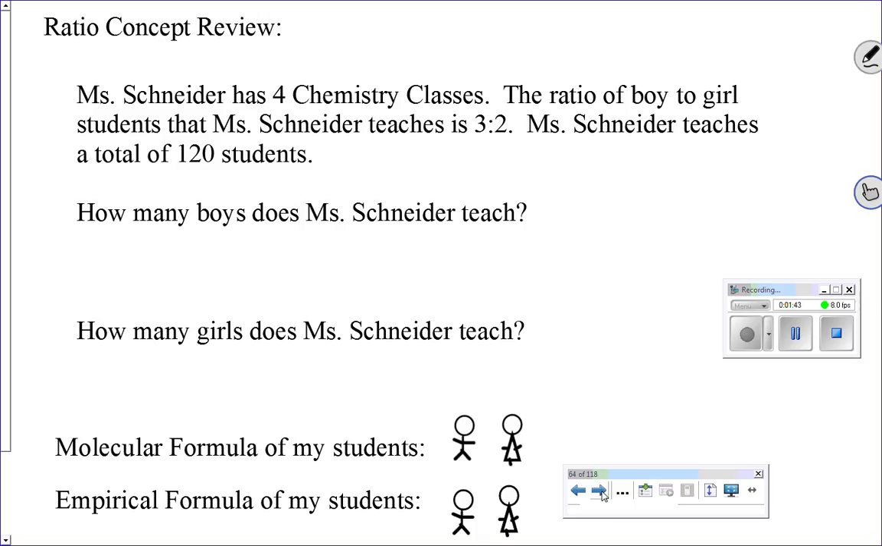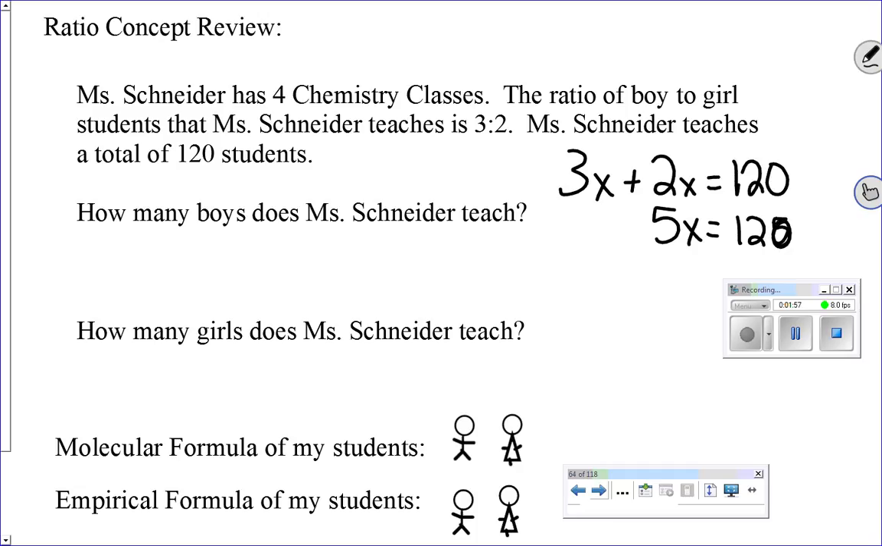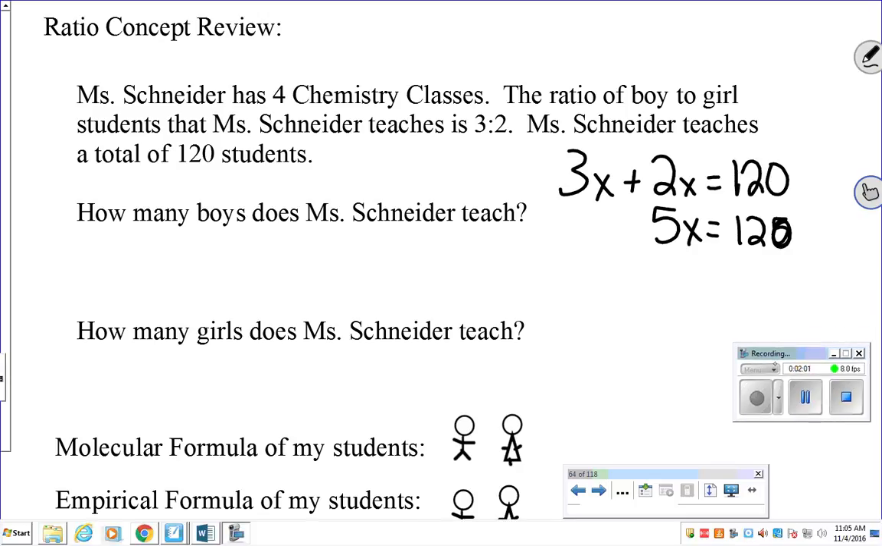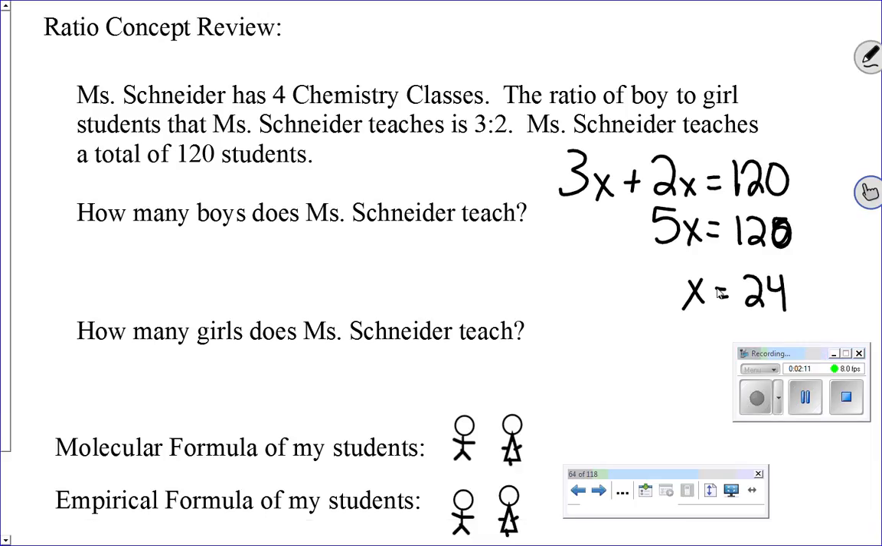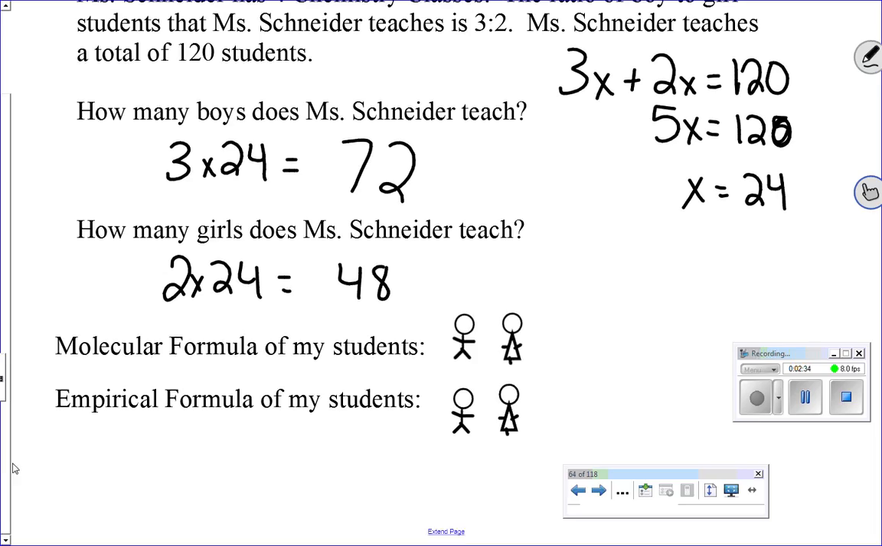Most people can pretty easily figure this out. You would say, all right, 3 times something plus 2 times the same thing equals 120, or 5x equals 120. This would give us x equals 24. So that means if I wanted to calculate my number of boys, my ratio is 3 boys to 2 girls, so 3 times 24 gives me my number of boys, which is a total of 72. And I have 2 times 24, or 48 girls. So my molecular formula of my students is 72 boys to 48 girls, which reduces down to my empirical formula of 3 to 2. So just a little review on how actual versus empirical formulas work.